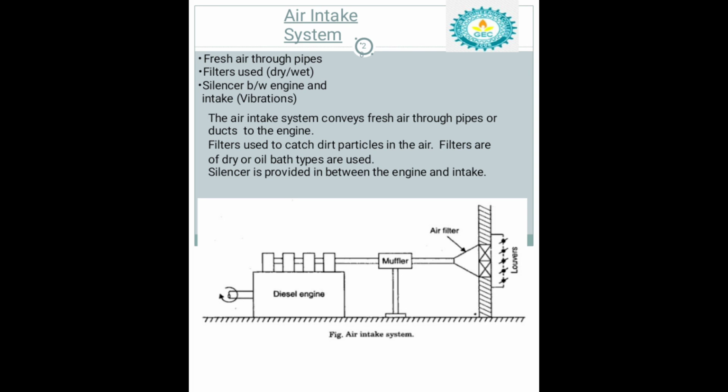This is the diagram showing the air intake system. The air intake system conveys fresh air through pipes or ducts to the engine. A filter is used to catch dirty particles in the air. Filters of dry or oil bath types are used. A silencer is provided between the engine and the intake.